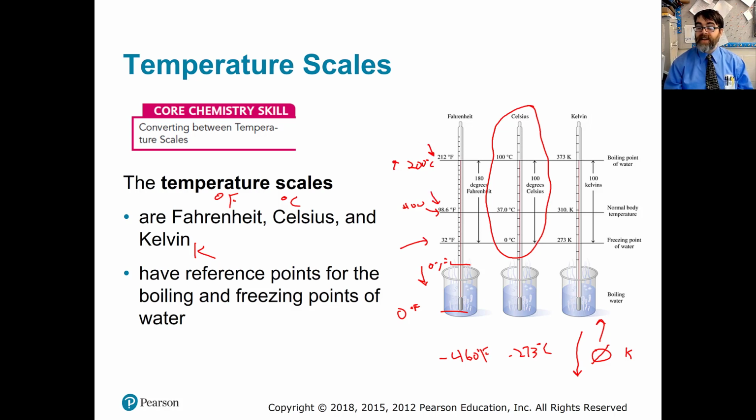With the metric system, just like all the other things, it's tens. So we have a 0 here, we have 100 here, that's just 10 times 10, but it was the freezing and boiling point of water that were set as that.